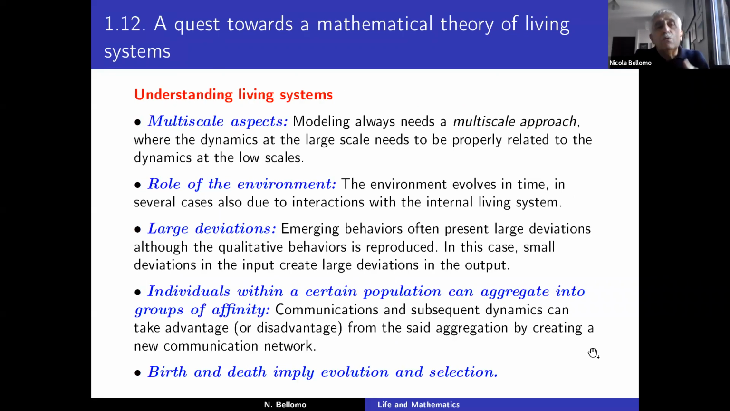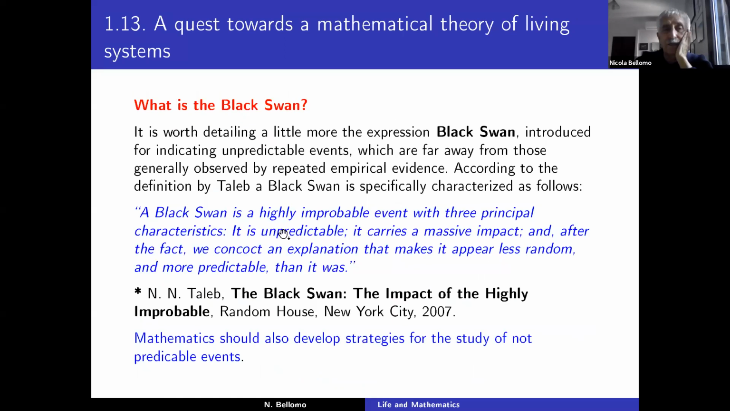In addition, we have to take care of several things: multi-scale aspects, the role of the environment, large deviations, aggregation of living entities, and also birth and death, which may imply evolution and selection. Large deviations play an important role in the validation of models. We will talk about this matter later.